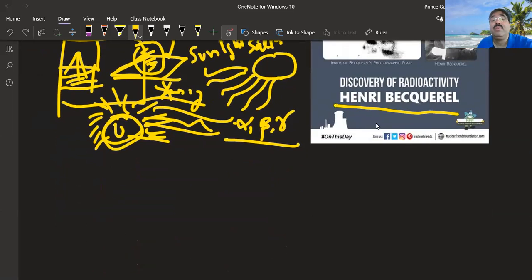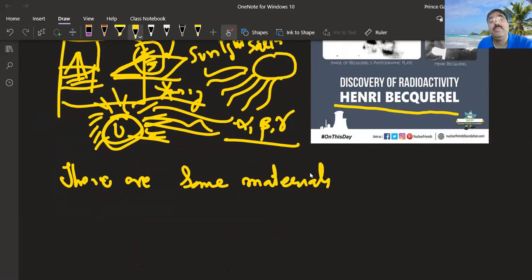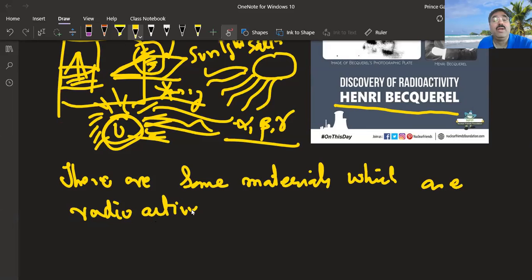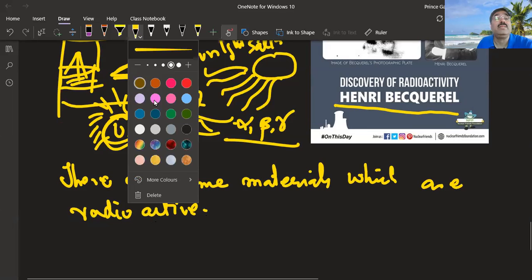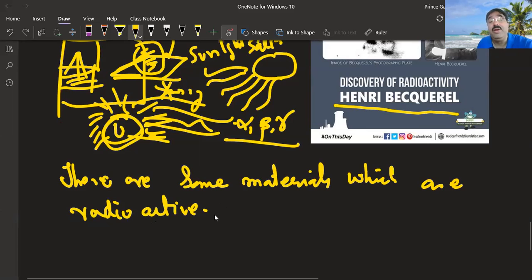And after that, people's interest came into this. Then after Henry Becquerel discovered radioactivity, the scientific community naturally got interested. He concluded that there are some materials, like the ores of uranium, which are radioactive. What does it mean? That these materials emit radiations, and he did not know the nature of these radiations. But one could figure out that there are three types of them, so they were named alpha, beta, and gamma.